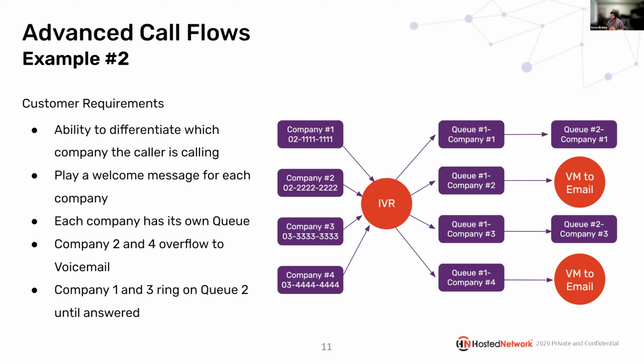So for company 1 and company 3, it's going to just keep ringing and then jump to the next queue if it reaches the timeout, and then just keep ringing until answered. It doesn't go to voicemail. Someone will answer it eventually. Whereas for company 2 and 4, once it hits that timeout, it's going to go to voicemail and send that as an email to the relevant email address.